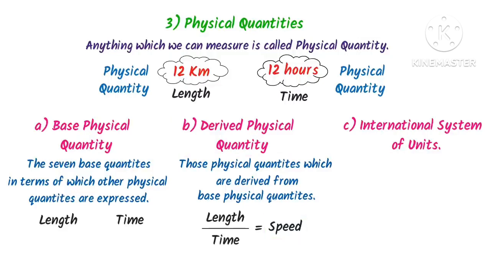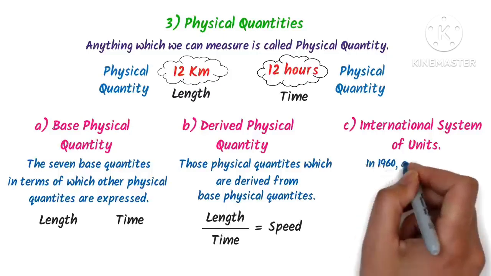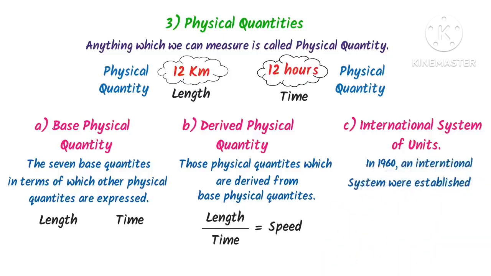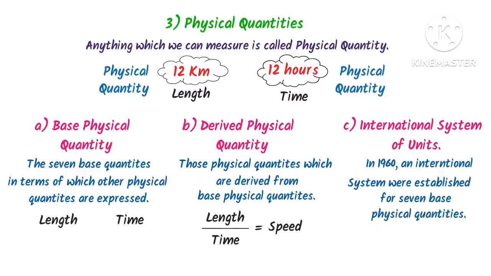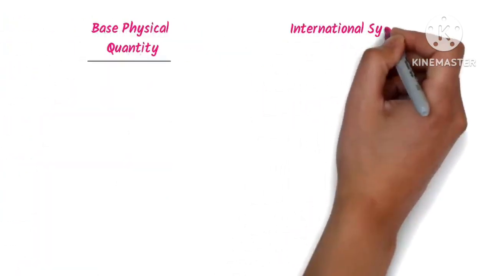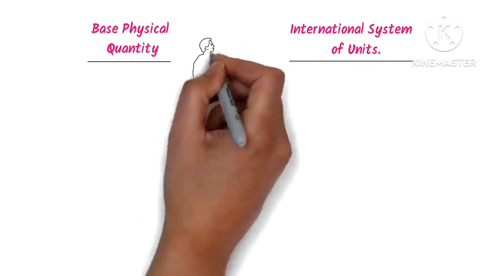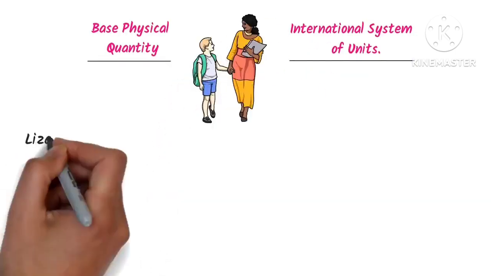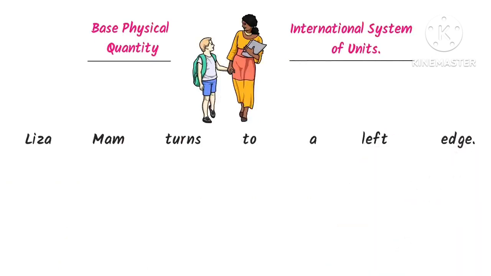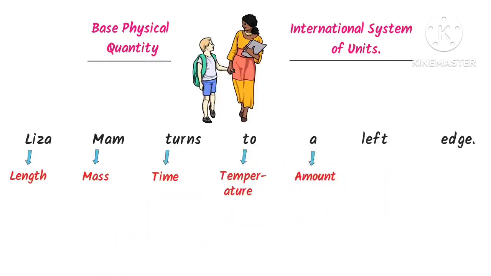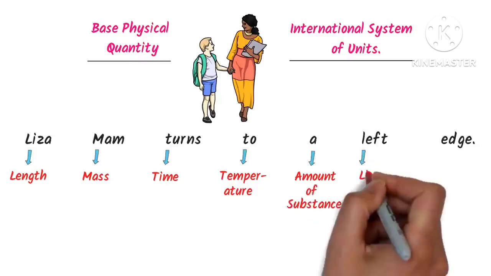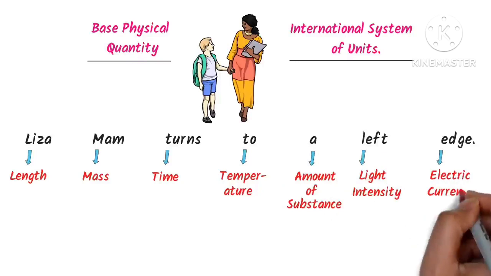Now what is the International System of Units? Well, in 1960, an International System of Units was established for 7 base physical quantities, which we call the International System of Units. Now how to remember base physical quantities and International System of Units? Well, I always use my personal trick. I say Lisa ma'am turns to a left edge. Here L stands for length, M stands for mass, T stands for time, T stands for temperature, A stands for amount of substance, L stands for light intensity, E stands for electric current.